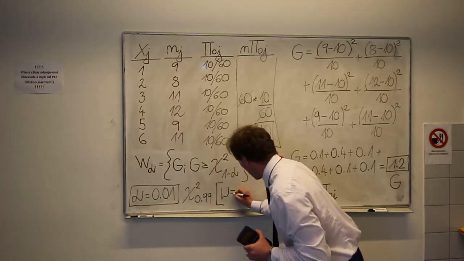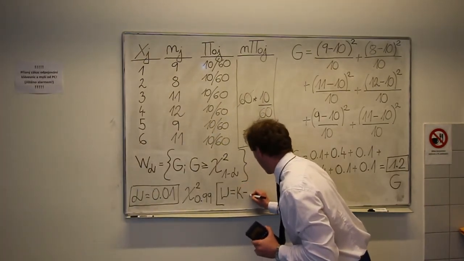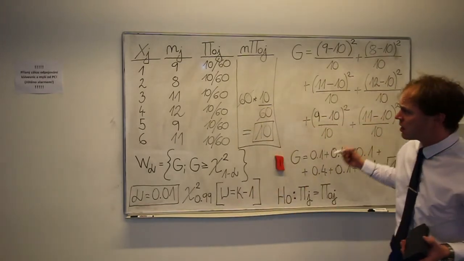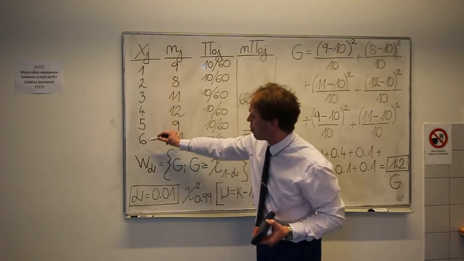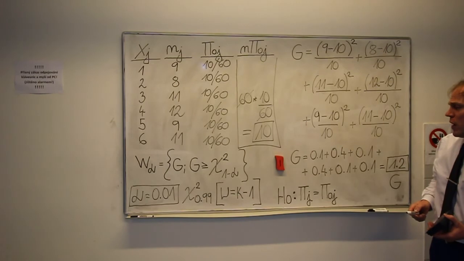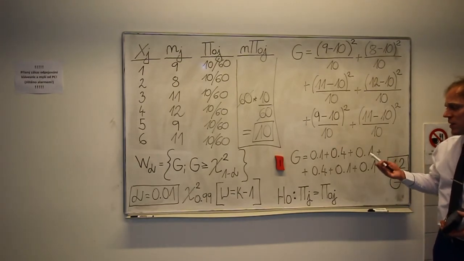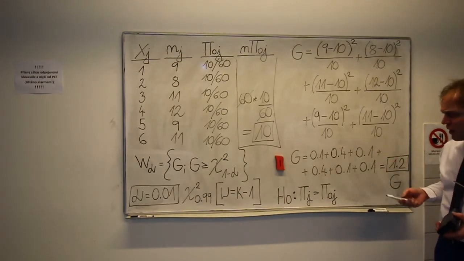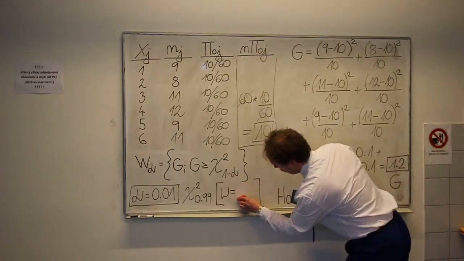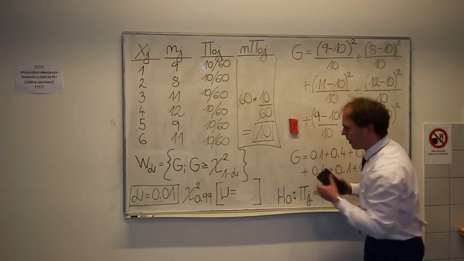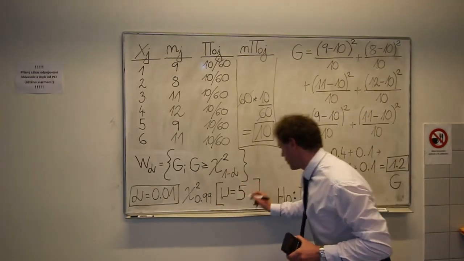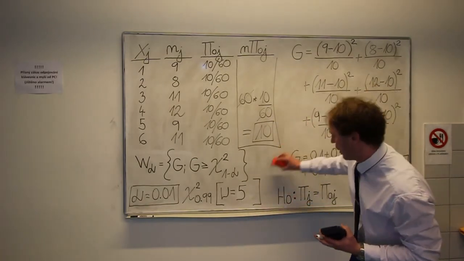K minus 1. Are you able to see this? What is K? K is the number of rows, the number of cases. So in our situation, K is 6, minus 1 is 5. So please find in your statistical tables this quantile with 5 degrees of freedom.